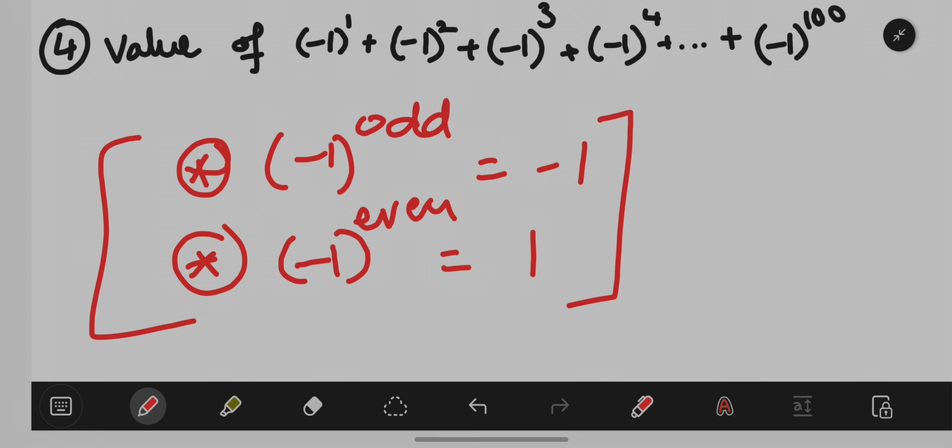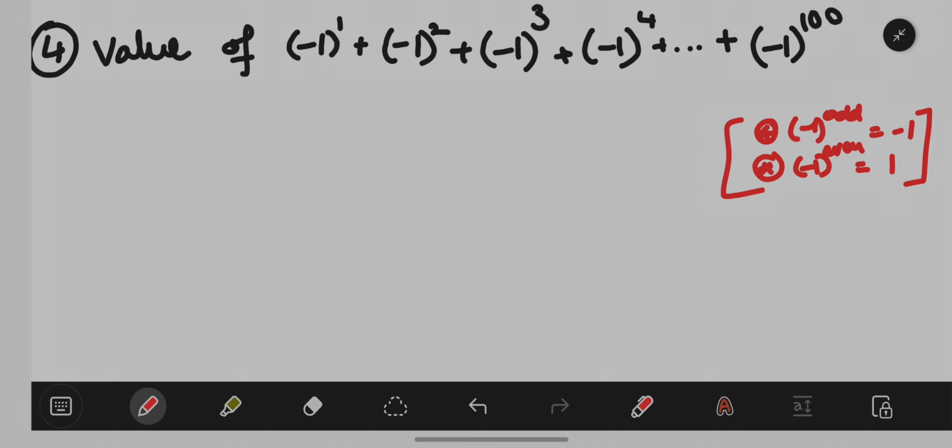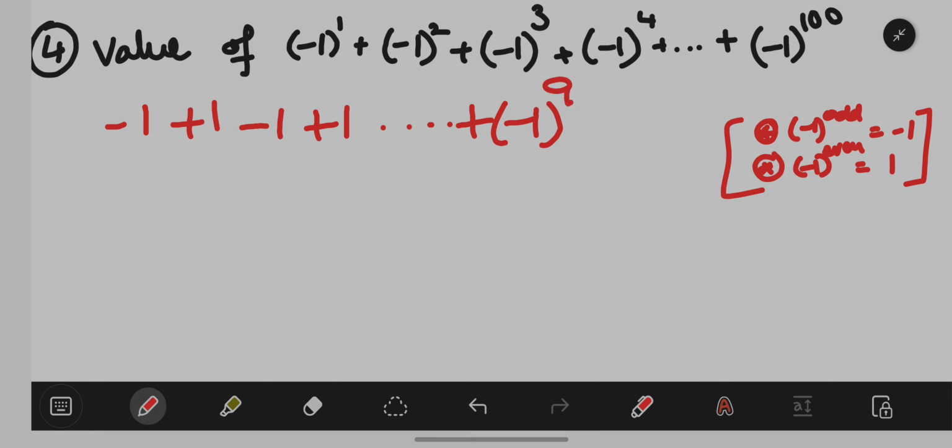Okay, now look here. Minus 1 power 1 is minus 1 and minus 1 square is plus 1. Minus 1 cube is minus 1. Minus 1 power 4 is plus 1. Minus 1 power 5 will be again minus 1. So on till minus 1 power 99 is also there, right? Here 99 in this place. Yes, it is present actually. Plus minus 1 power 100.